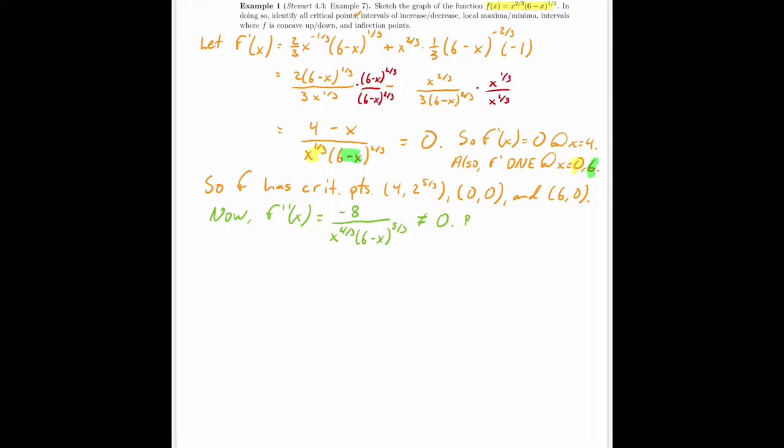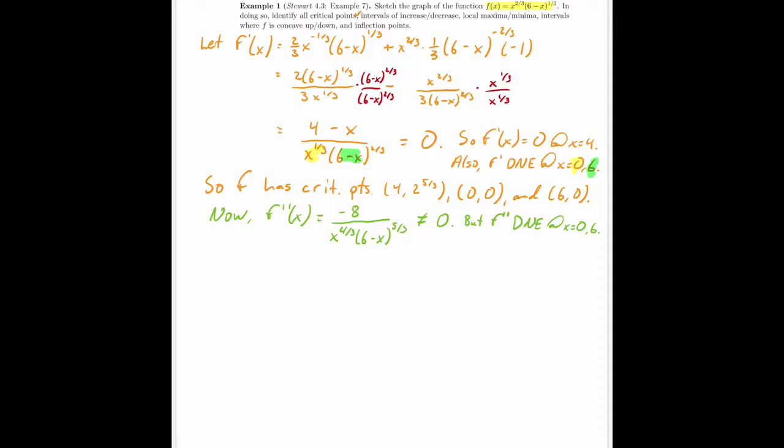However, we should still note that f double prime does not exist at x equals 0 or 6. Which we should expect, because if the first derivative doesn't exist at 0 or 6, then the second derivative, sure as shoot, is not going to.